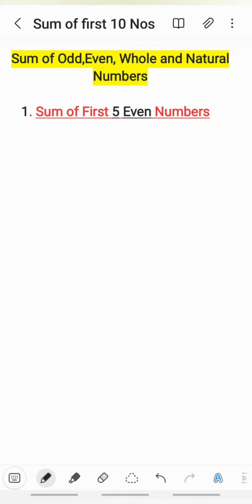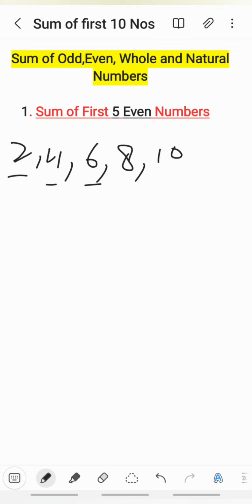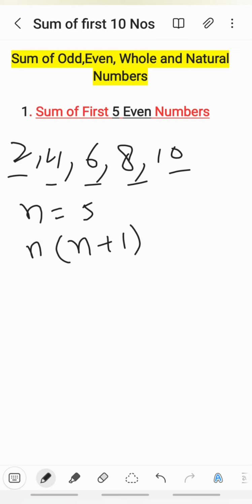So we will start first with the sum of the first five even numbers. As we know, the even numbers start from 2, 4, 6, 8 and 10. These are the first five even numbers. If we count the total numbers, 1, 2, 3, 4, 5, here n is equal to 5. So we are going to write the shortcut formula: n into n plus 1. This is the basic formula we use in number system for the even numbers.